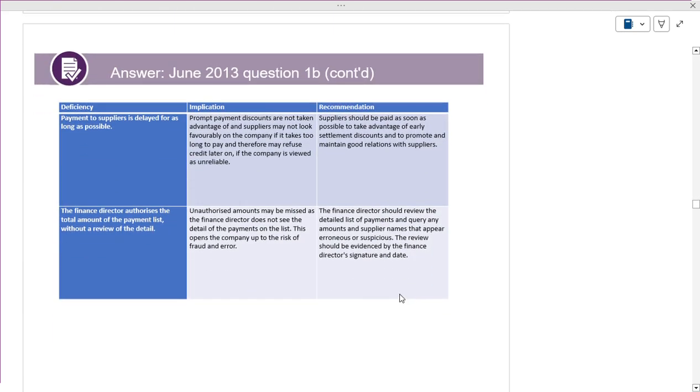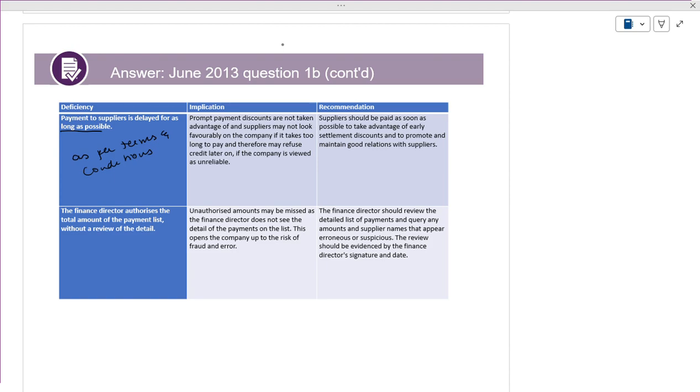Once class is over, read this. Payment to suppliers is delayed. Why are you delaying? Your credibility will go off. You should not delay. You have to pay as per terms and conditions. You should neither pay early nor pay late.